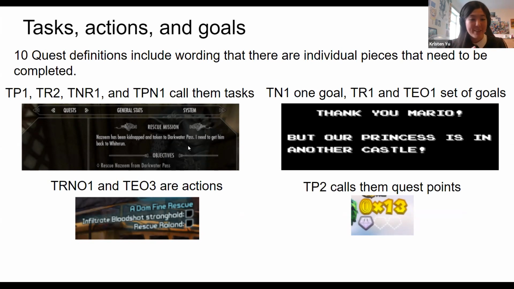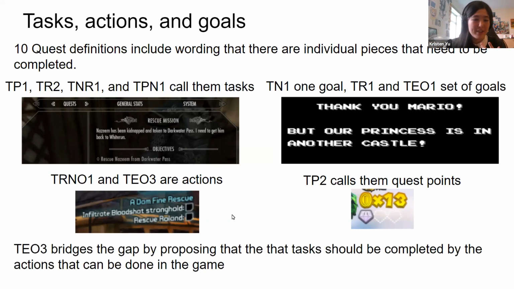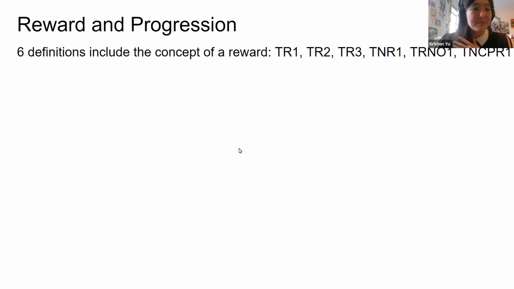In order to complete the game, they have to complete all of the quests within the game. So it feels a little bit inappropriate to call a subsection of a quest a goal and also to have the goal be the long-term achievement for the player, because we're using the same word in 2 different contexts. To solve the issue of the last 2 words, I was referring to this definition, TEO3, which bridges the gap by proposing that the task should be completed by actions that can be done in the game. So I'm proposing that we use the word tasks to singularly refer to this idea.